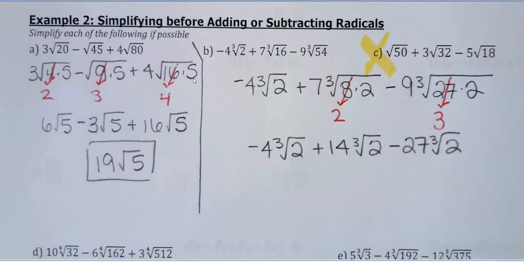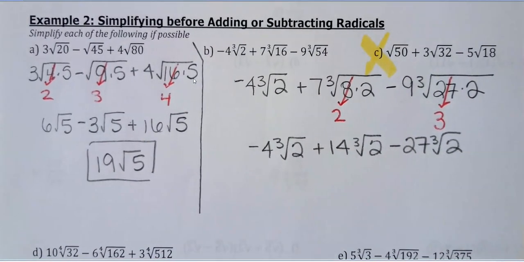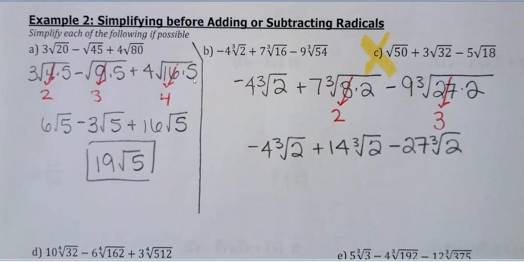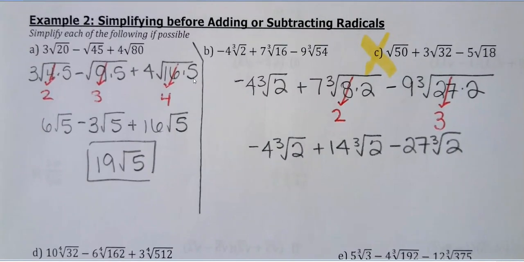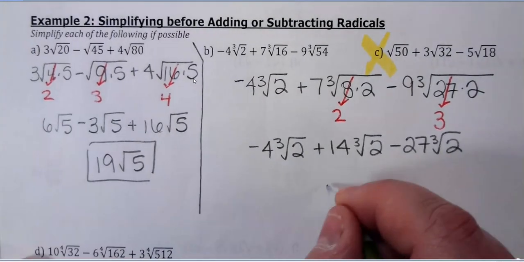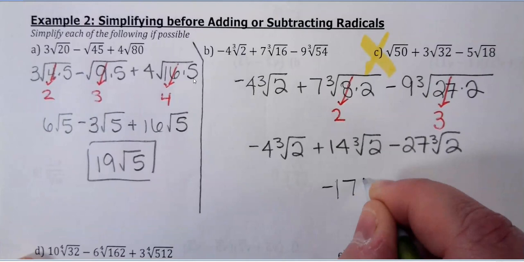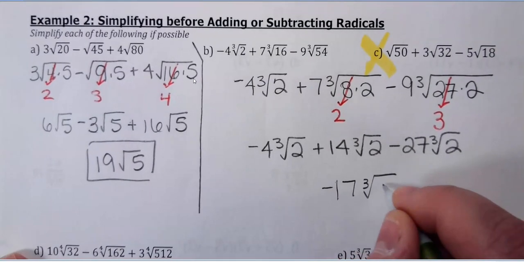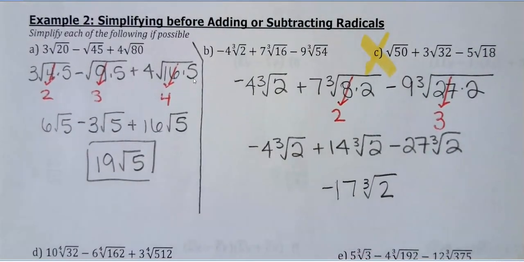So initially when I looked at the problem, I didn't think I could do it. But now that I've broken down each of those cube roots, they're all like radicals. They're all a cube root of 2. So I'm just going to add or subtract the numbers in front. So just do negative 4 plus 14 minus 27. And again, you do not change the radical. You just add or subtract the numbers in front. So it should be negative 17 cube roots of 2. Does anybody have any questions?